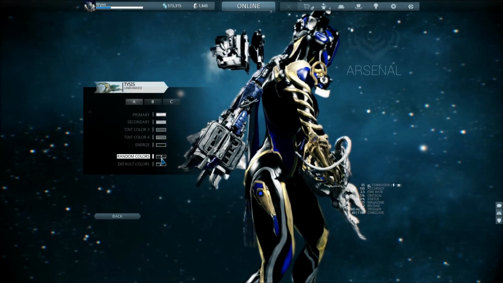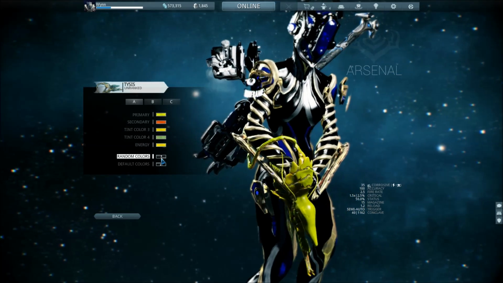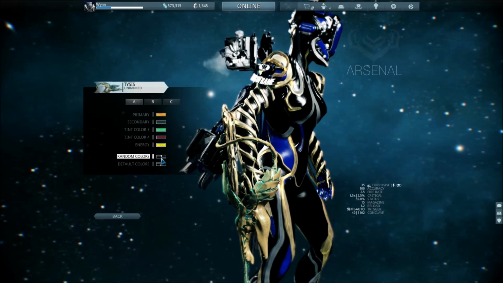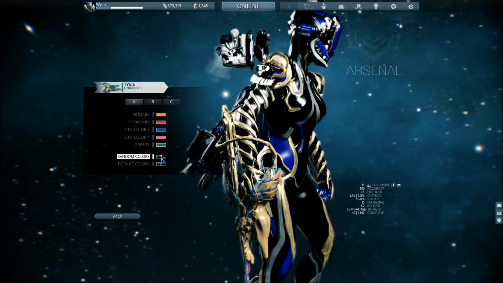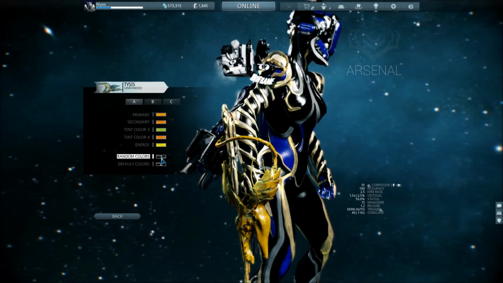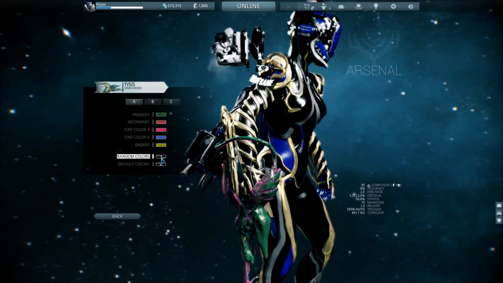Here are some different color schemes on it that I went through for you guys so you could see what the different colors would look like. I am going to try to get a gameplay video of it at level 30 as soon as I can.